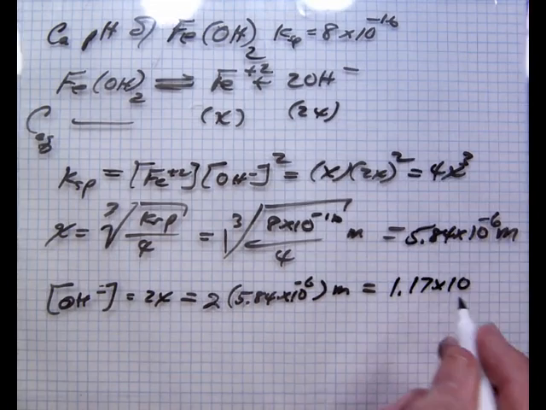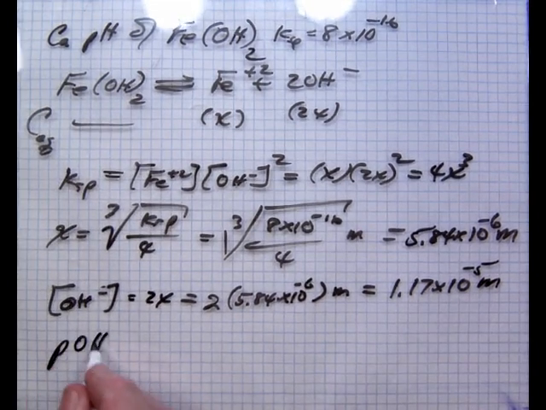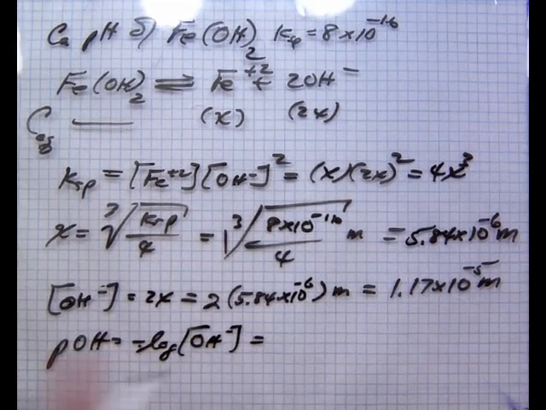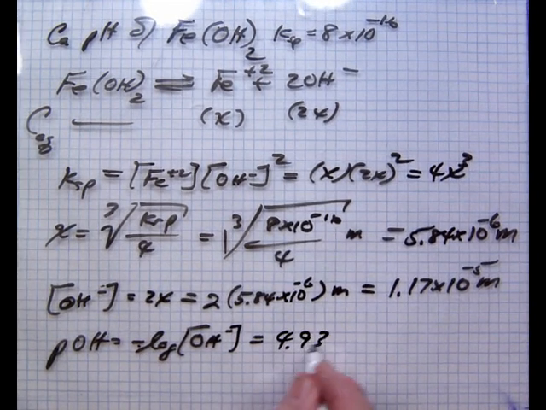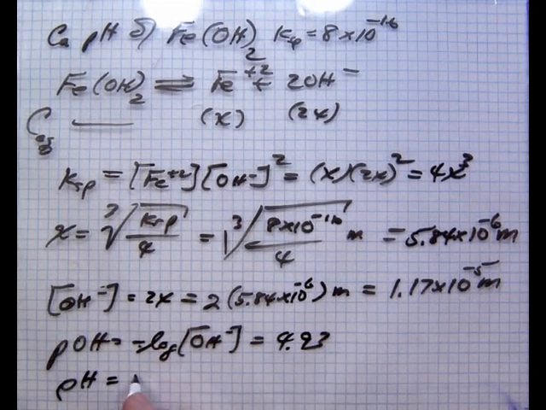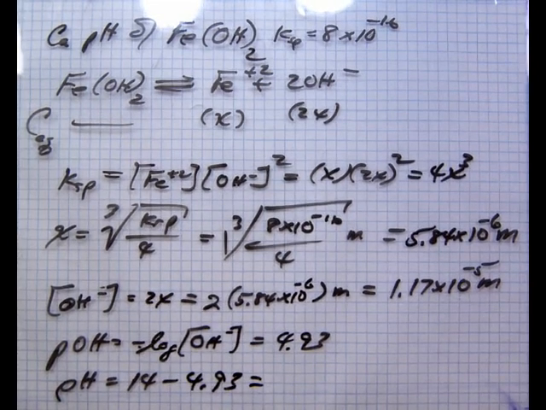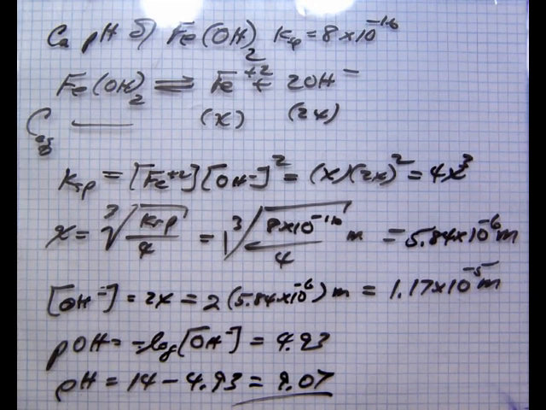1.17 times 10 to the minus 5 molar. pOH is equal to the minus log of the hydroxide concentration, 4.93, and pH is equal to 14 minus 4.93, 9.07. Almost made it. Yeah, I made it. Pretty close.